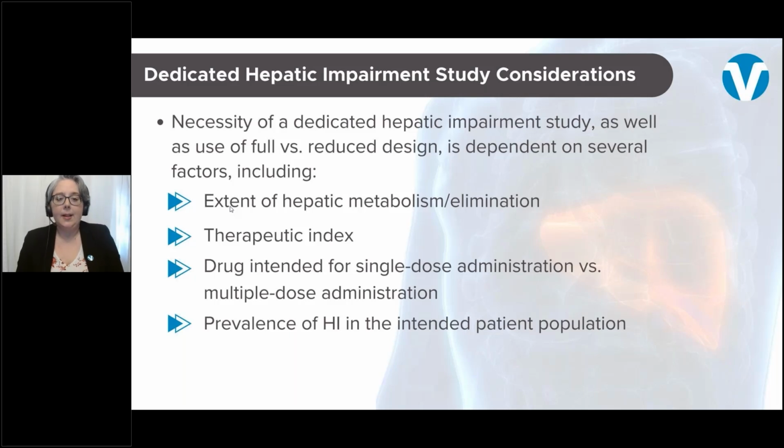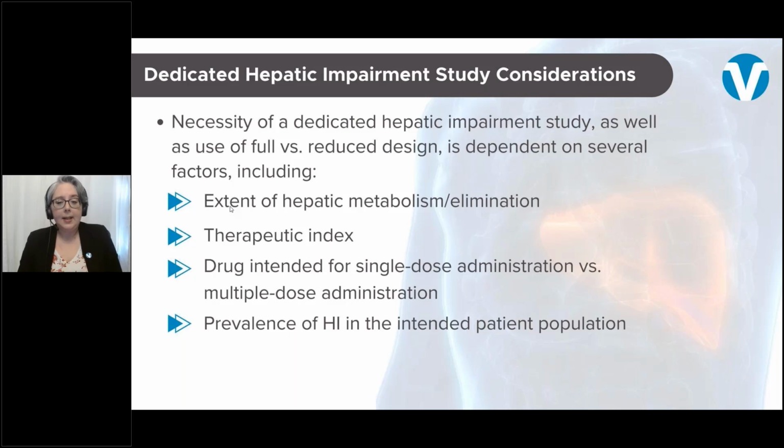This can include things like the extent of hepatic metabolism and elimination, as well as the therapeutic index of the drug. It can also take into consideration things such as the planned dosing regimen. So for example, single dose administration usually doesn't require a dedicated hepatic impairment study.